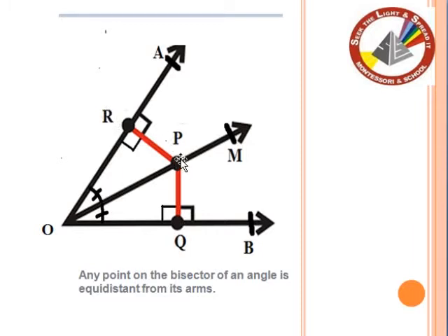I will join this point P with this ray OA in such a way that right angles are formed on both sides. In mathematical language, I will say that I have drawn a perpendicular from this point P on this ray OA and from this point P on this ray OB, which gives two other points called R and Q. Here we can say that this is perpendicular PR on this ray OA and this is perpendicular PQ on this ray OB.